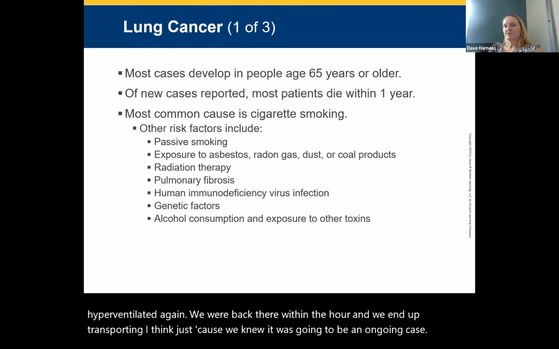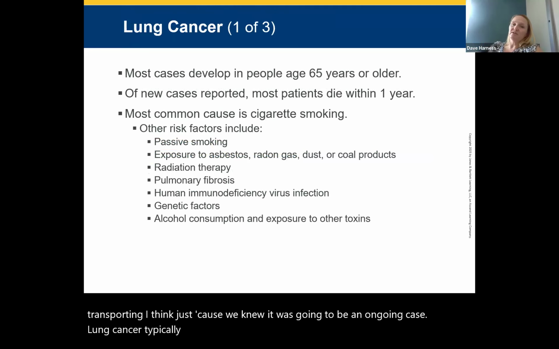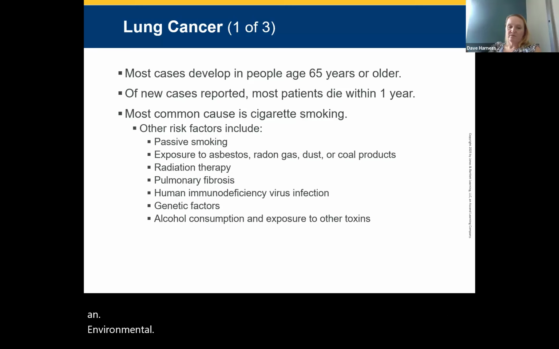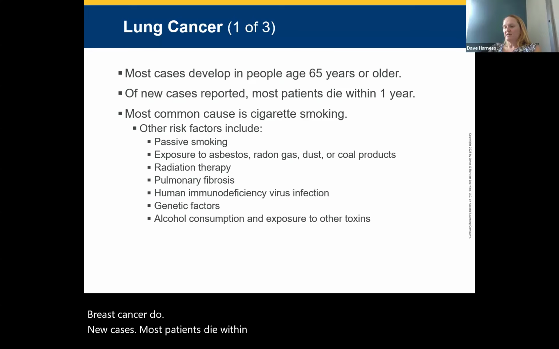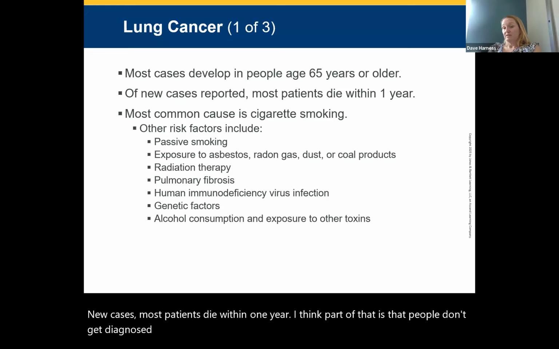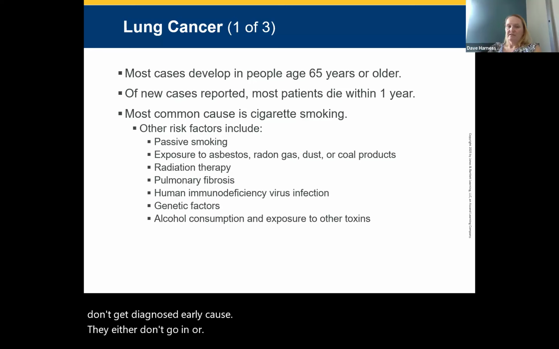Lung cancer typically evolves in older people because it's typically caused by an environmental, some kind of carcinogen. It doesn't have the genetic factor like colon cancer and breast cancer do. New cases, most patients die within 1 year. I think part of that is that people don't get diagnosed early because they either don't go in or they don't think that it's a problem.